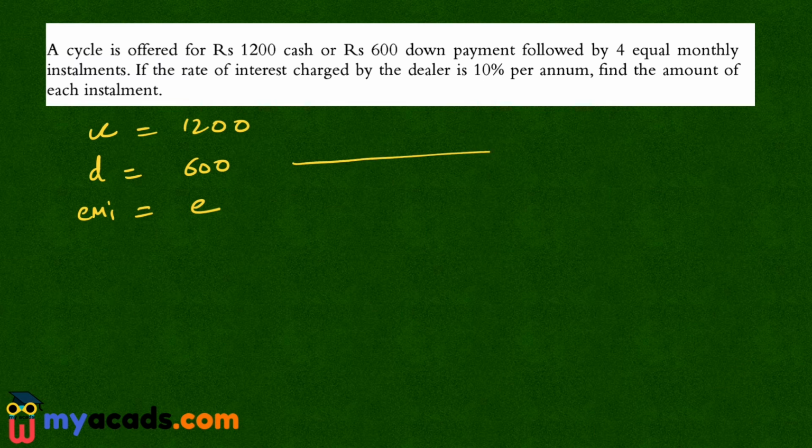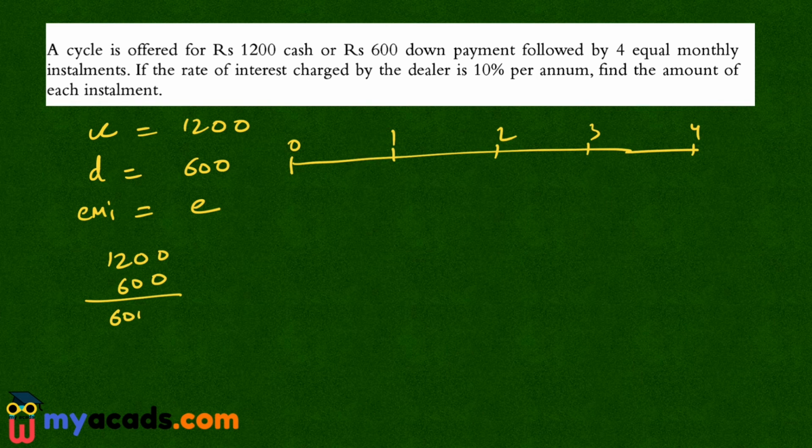Now my timeline is, this is 0, this is 1, this is 2, this is 3, and this is the 4th month. At the 0th month, I have taken 600 rupees as loan. 1200 is the cost of the cycle. I have paid 600 rupees, 600 rupees is left. So I have taken 600 rupees loan here. Now this 600 rupees I will pay after 4 months.